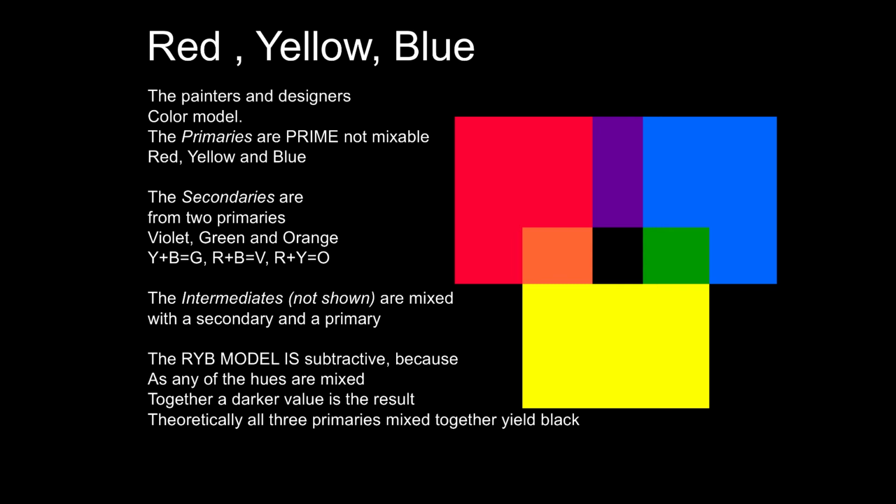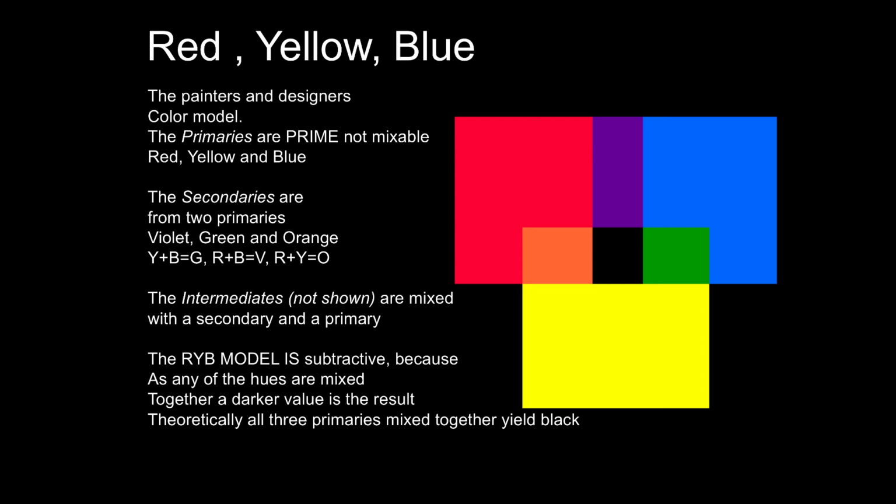Here is the color model red, yellow, blue. It is made up of primaries, secondaries, and what are known as intermediates, which are not shown here. Primaries are prime hues. They cannot be mixed. It's like a prime number. It can only be divided by itself and 1. So you can't mix red, yellow, and blue. You can purchase the red, you can purchase the yellow, you can purchase the blue. So they're absolutely prime. The secondaries, which are violet, green, and orange, are mixed from 2 of the primaries.